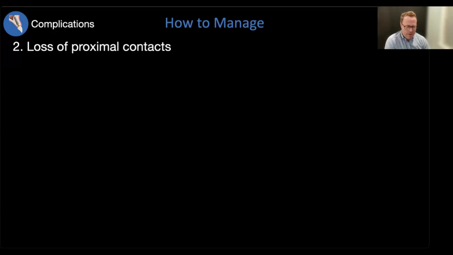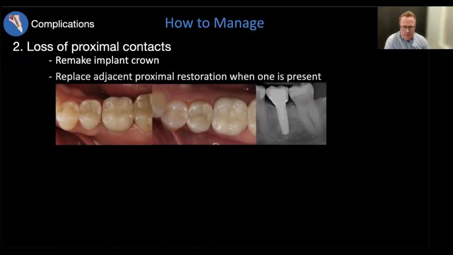So how do we manage this when it does happen? Well, most commonly, we're going to remake the implant crown. That's probably the number one option there. If, and this would be only if, there's an existing restoration on the tooth next to it, you in theory could cut a little box into that existing restoration and add a filling to it to close the contact. Not saying that's going to be my preferred one, but that could be an option to do this.